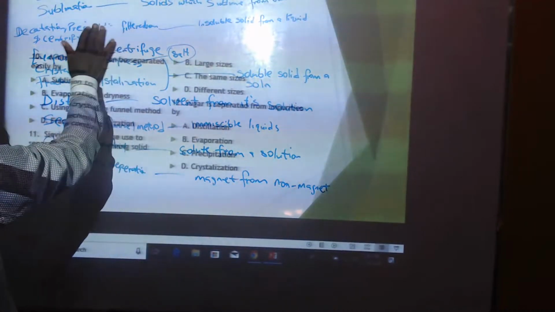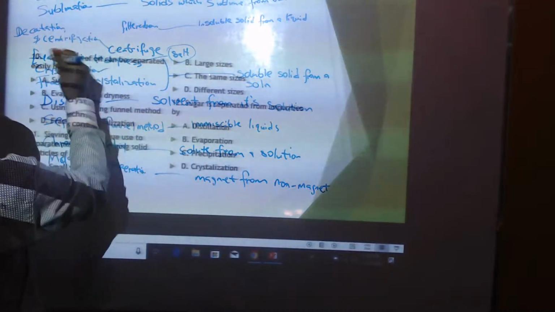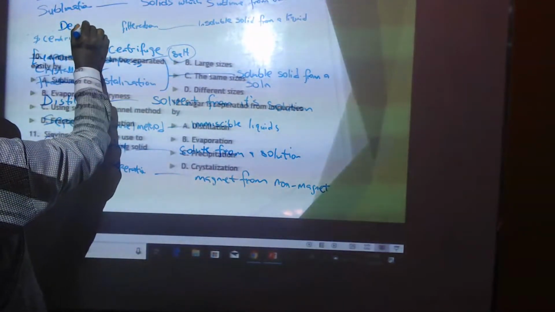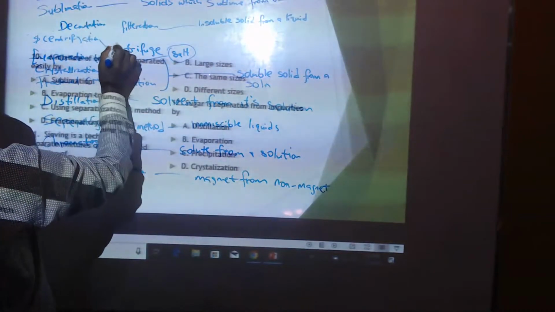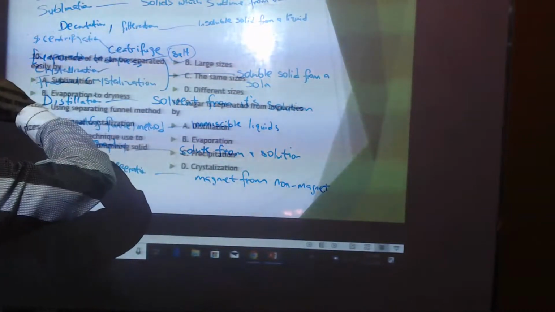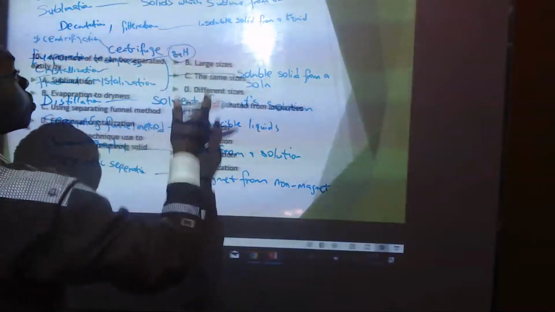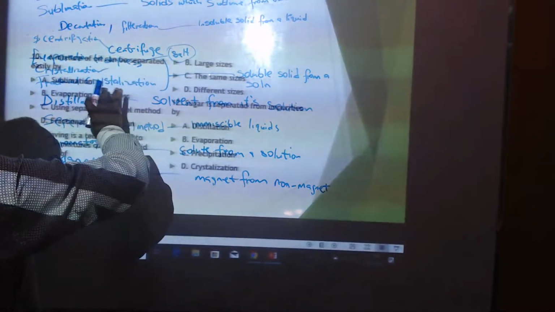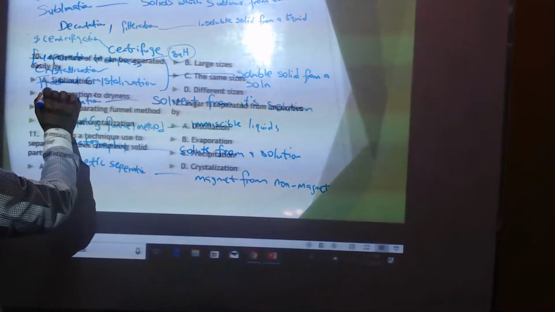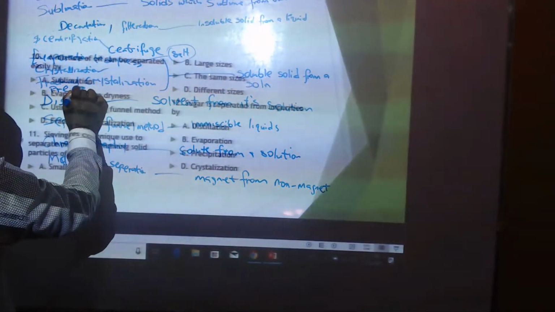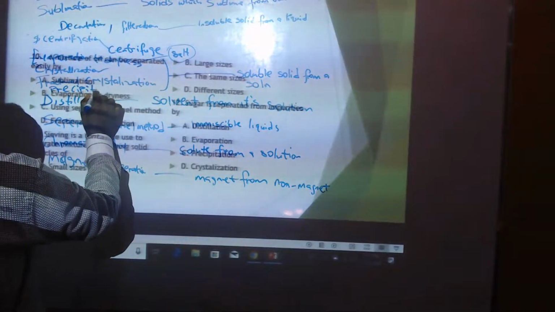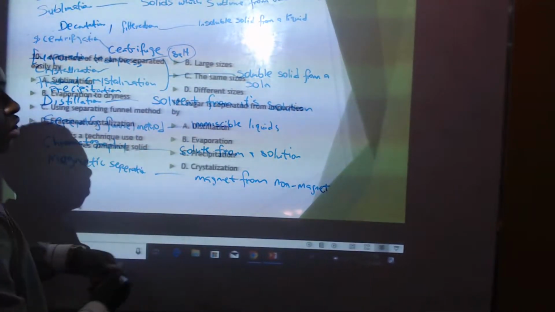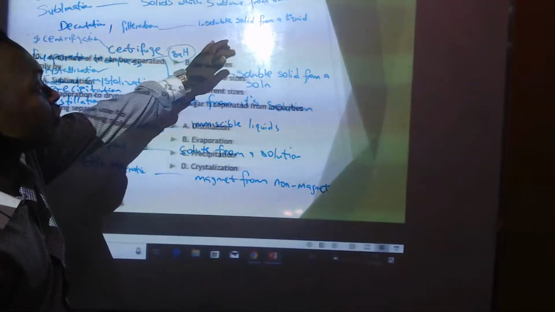Actually, I think it's better if I use decantation here, along with filtration and centrifugation. These are the ones I usually use for separating insoluble solids from a liquid. Evaporation to dryness, crystallization, fractional crystallization, and precipitation fall here, because precipitation also has to do with a solid that dissolves. So all these are used to separate a soluble solid from the solution.